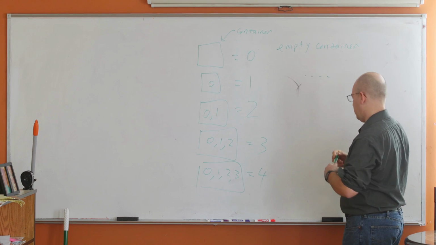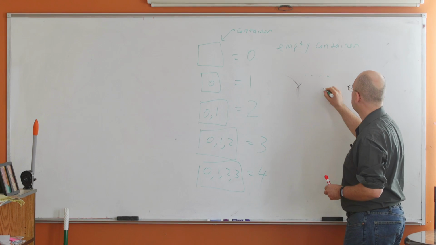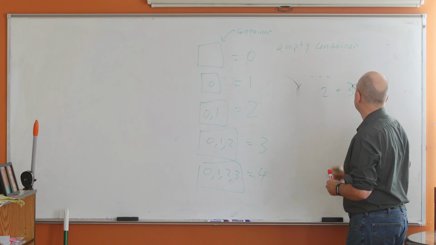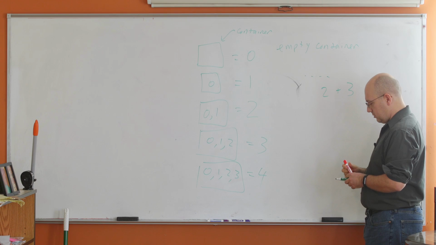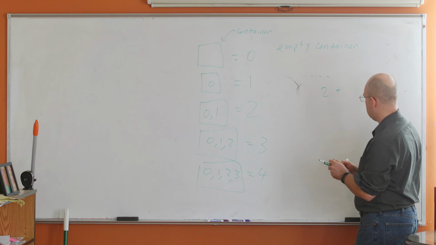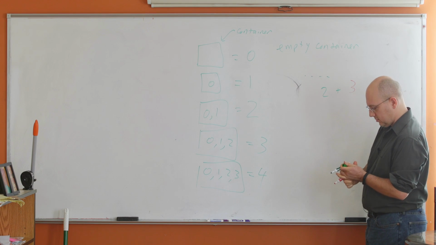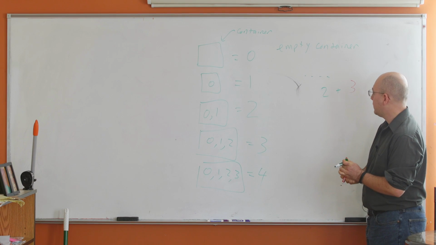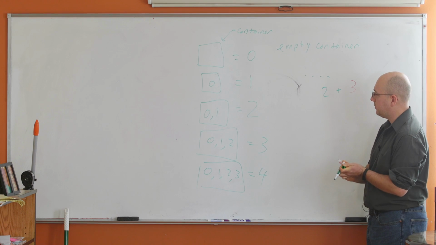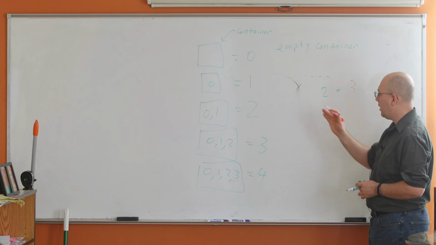Now, what would addition be? For this, I need colors. So, 2 plus 3. Let's make it Christmas time. We got gifts. We got 2 gifts and 3 gifts. How many gifts do we have? We've got 5, certainly. How does it work out here?